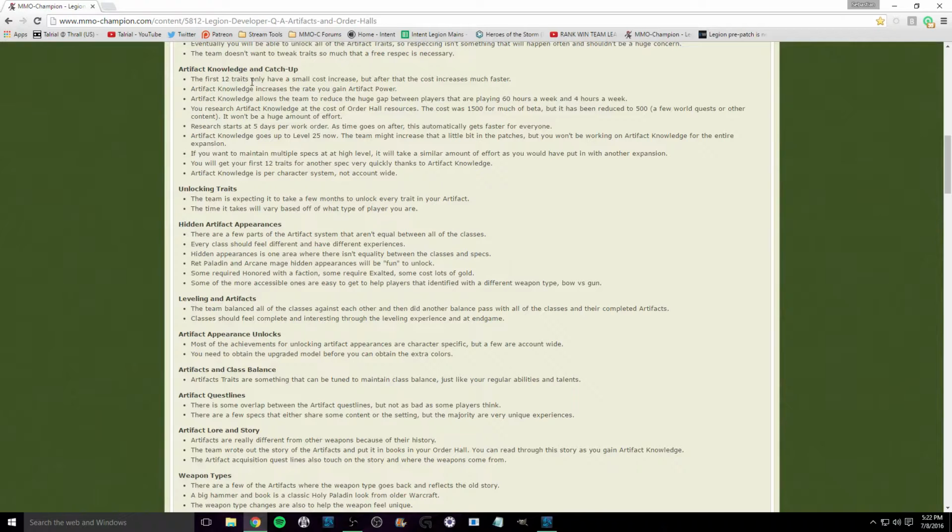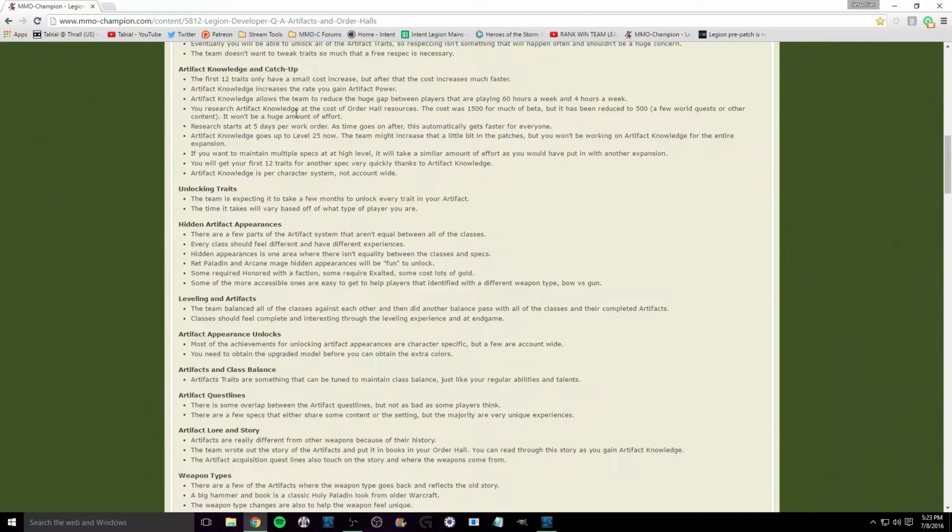So the first 12 traits are going to have a small cost increase, but after that the cost increases much faster. Artifact knowledge is going to increase the rate that you gain artifact power, and it's actually going to be something that as the expansion progresses will get higher and higher, so that you're gaining more artifact power from the same source as you were before. It basically is a catch-up mechanic that doesn't thrice fuck you, essentially.